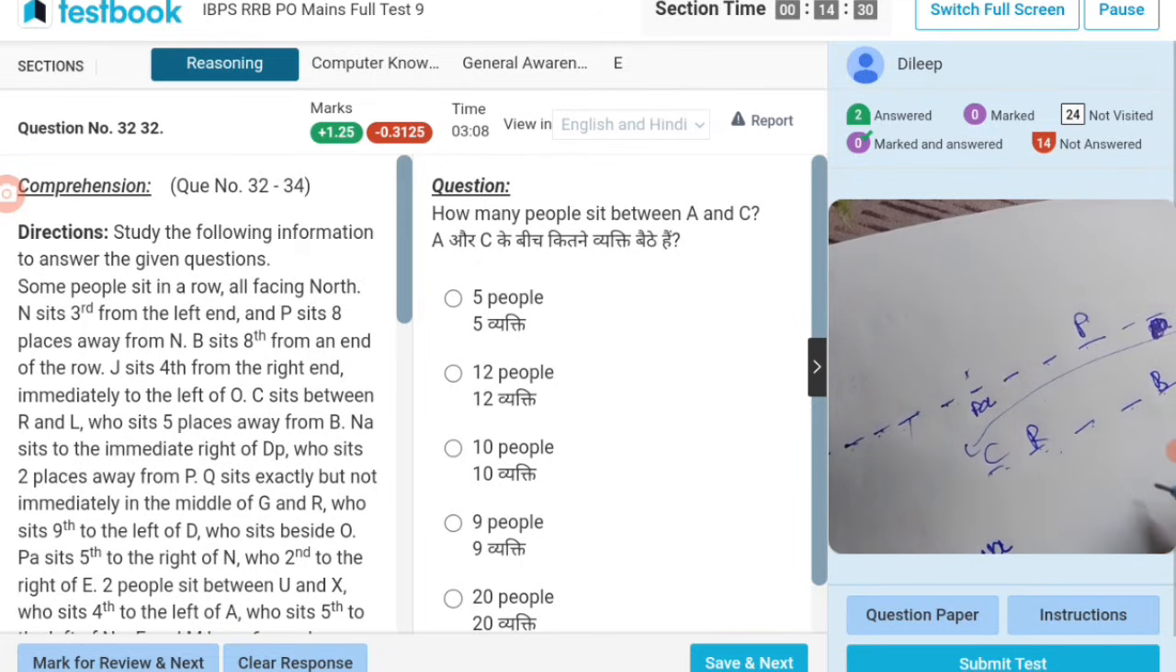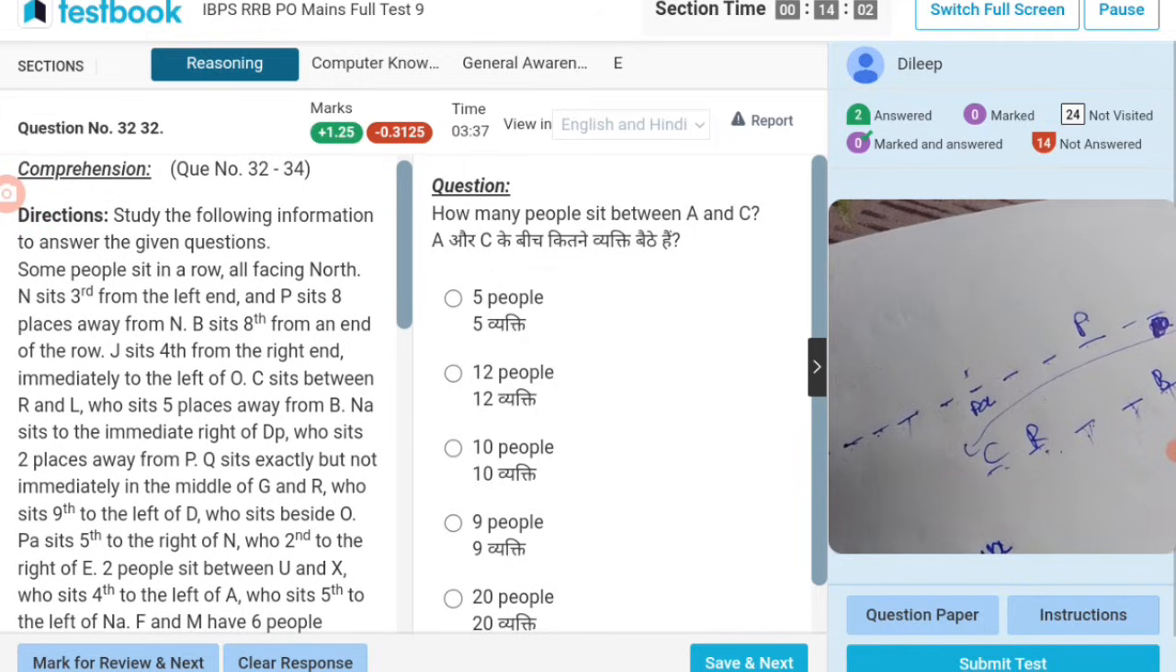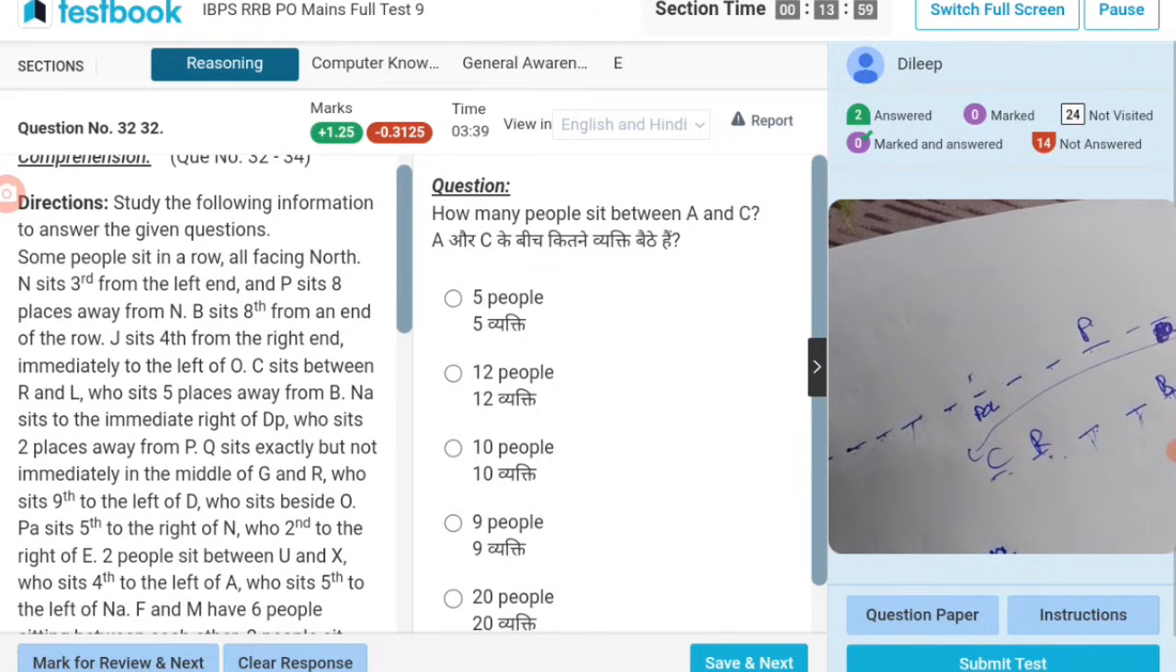R. 4, 5, 6, 7, 8, 9. 1, 2, 3, 4, 5, 6, 7, 8, 9. 2, 3, 4, 5, 6, 7, 8, 9. So 2 people between U and X.